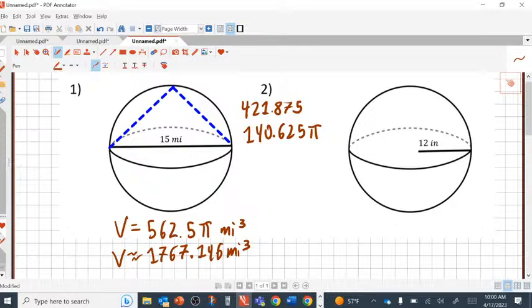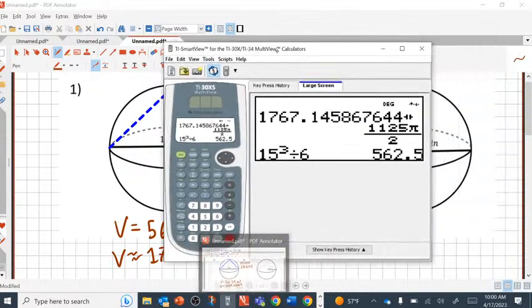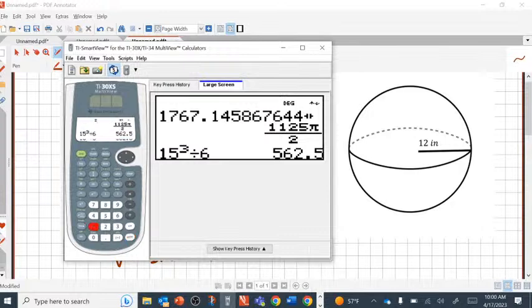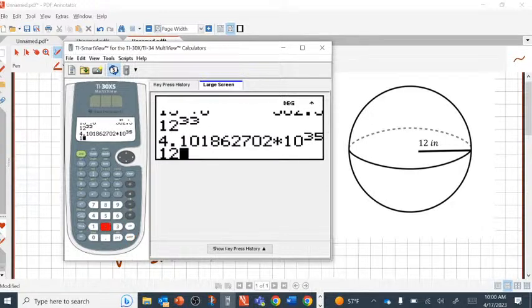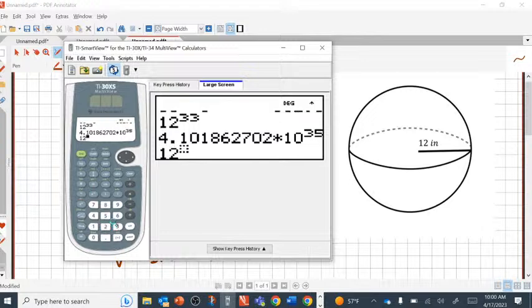Chris, talk to me. How am I going to find the volume of this guy over here, the one on the right? Sure. Sorry, that was 12 to the 33rd. That's a little bit different. That's 33 12s multiplied together. That's not what we want. Go ahead.